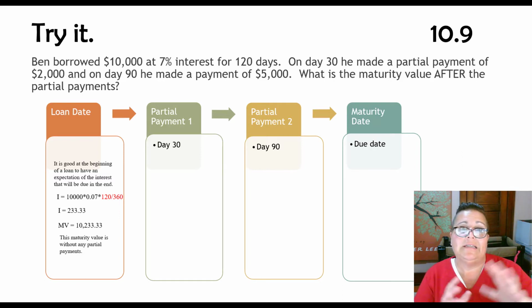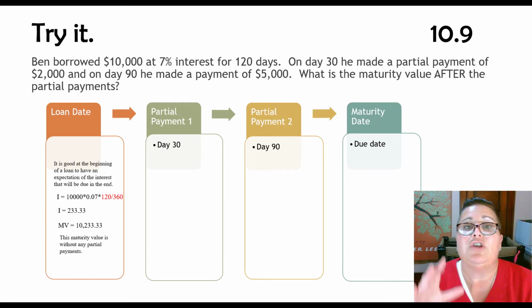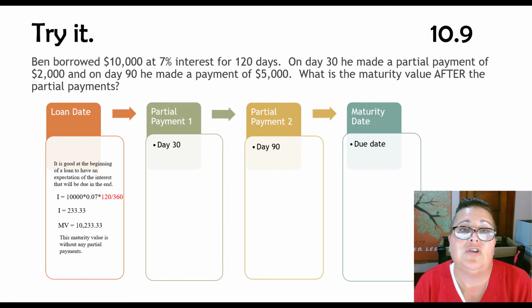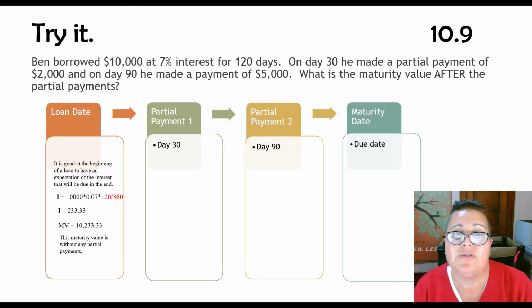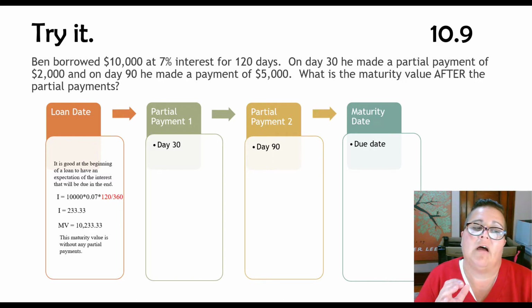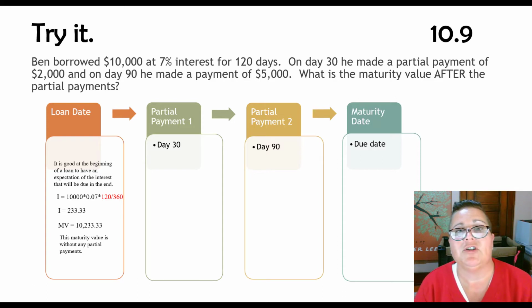All right? The larger idea here is that when you make a partial payment, you decrease the amount of interest you will owe, because when you reduce the principal, you reduce the interest. Now, that means that our maturity value, or the amount that we pay with partial payments, the total of that should be less than any maturity value without them. All right? So now we know what the original amount would be on the loan. Let's go ahead and calculate the partial payments.